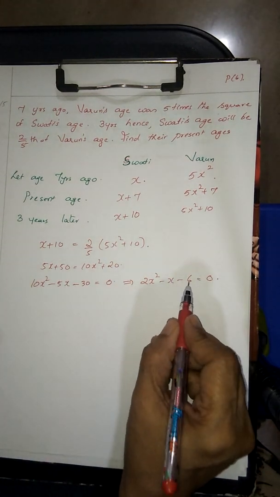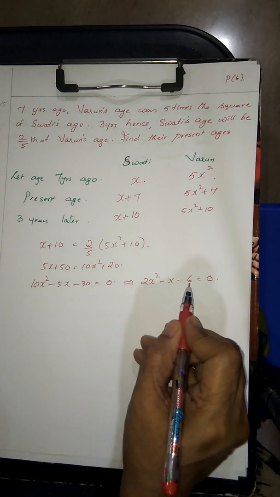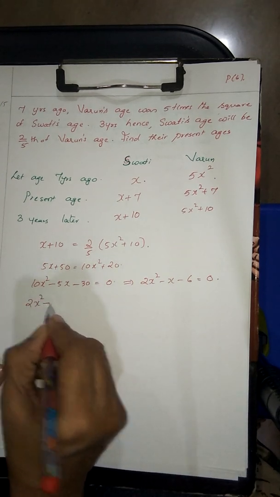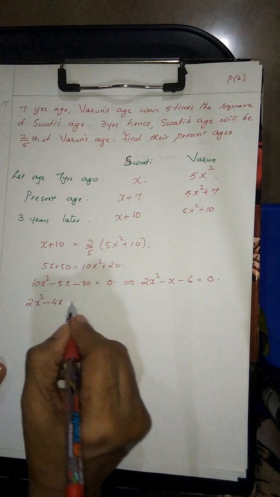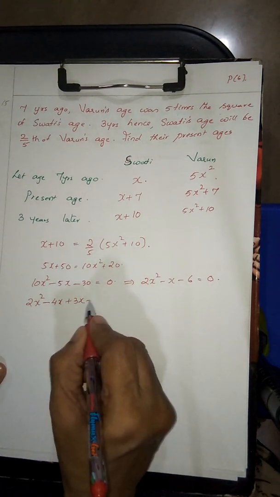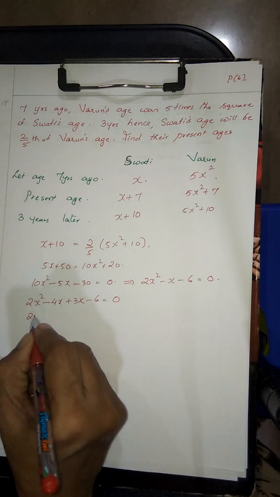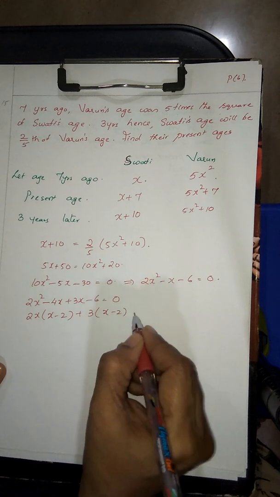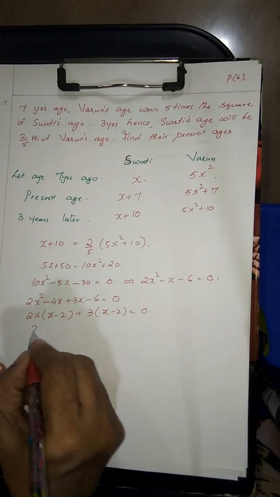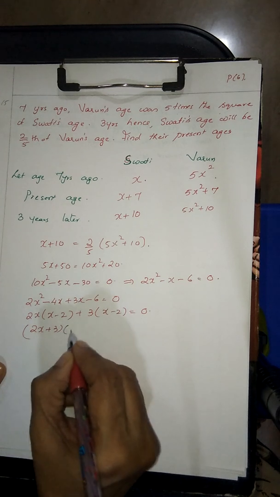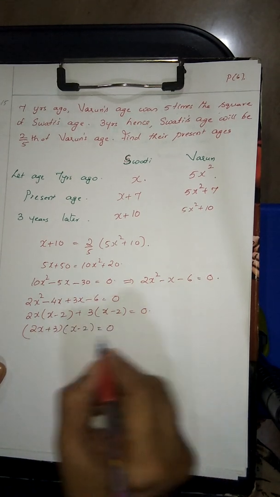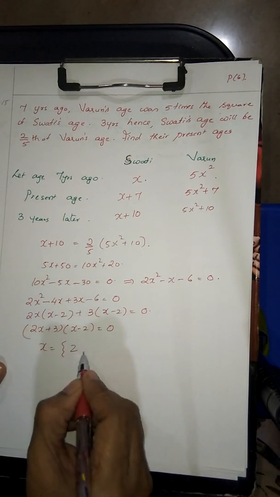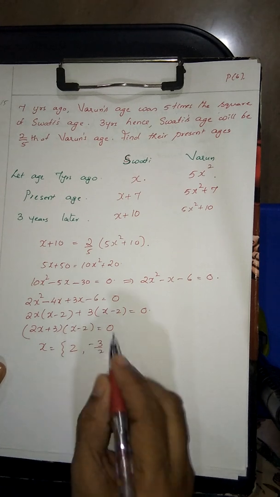So factorizing this, 6 into 2 is 12. For 12 we can write it as 4 into 3. So we'll write this as 2x squared minus 4x plus 3x minus 6 is equal to 0. So 2x into x minus 2 plus 3 into x minus 2 is equal to 0. So 2x plus 3 into x minus 2 equal to 0. So you get x is equal to 2 and minus 3 by 2.